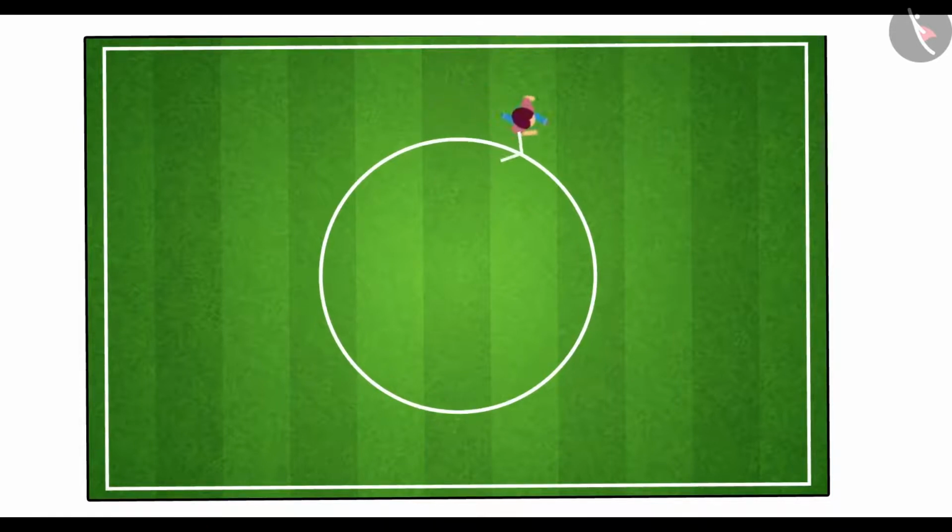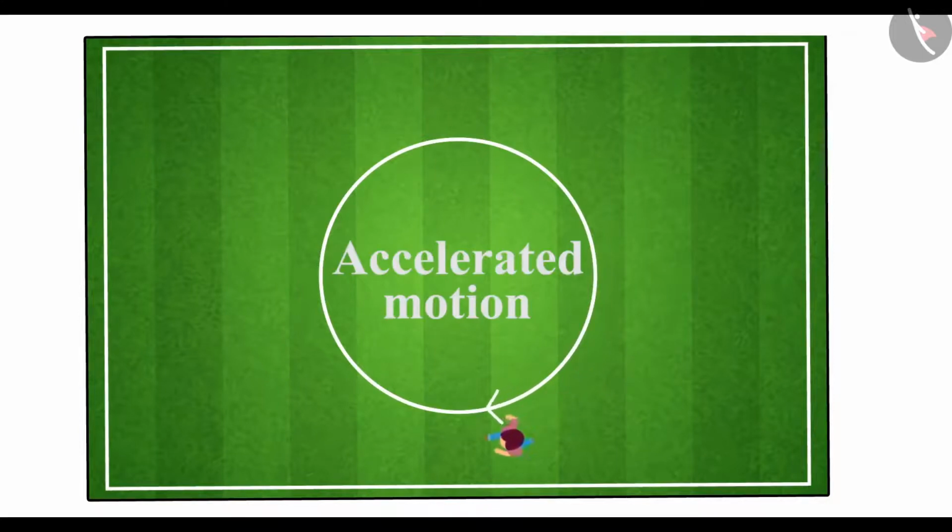Now, if the athlete moves along the circular path at a velocity of constant magnitude, then the change in her velocity is only due to the change in direction of motion. Therefore, we can say that the motion of an athlete on a circular path is an example of accelerated motion.